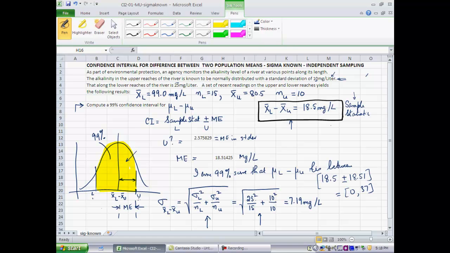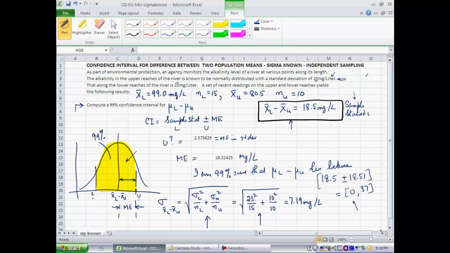Now, if this interval had included 0, suppose this lower limit had been -1. So if we ended up concluding that I'm 99% sure that mu L minus mu U lies between -1 and plus 37, notice that it would have included 0 in that range. Then you cannot be statistically sure that there is any difference in the average alkalinity between those two populations. That is how confidence intervals and hypothesis testing are actually related.